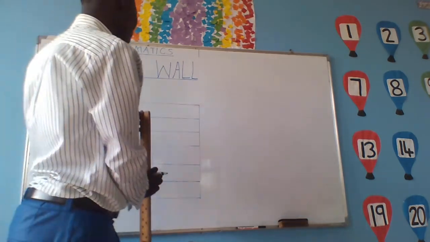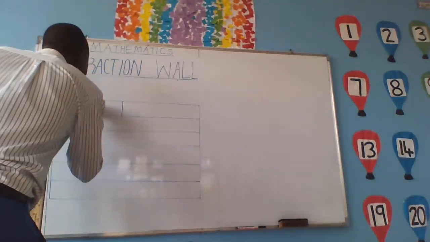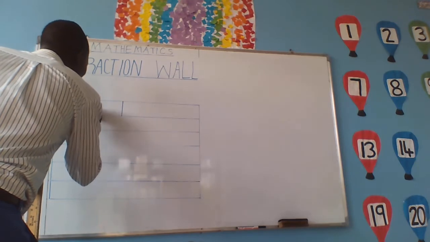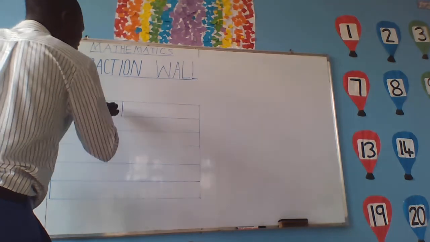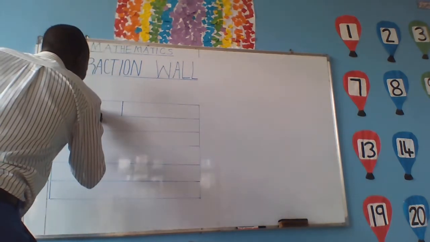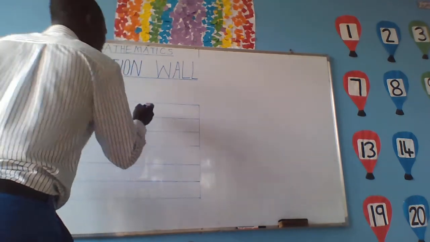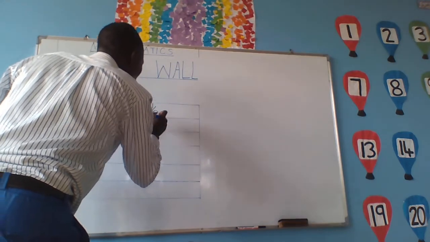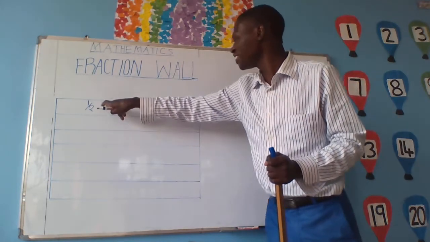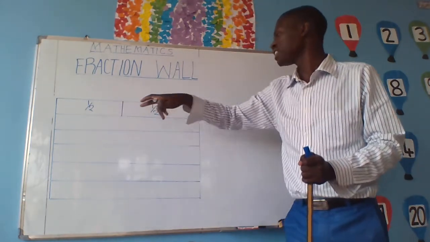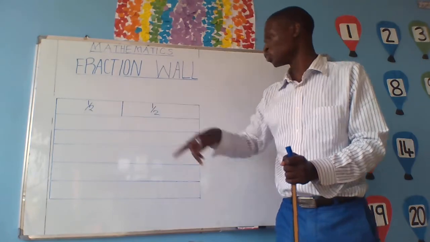If we divide in half like this, that means on this side we'll have one out of two, because we have only two bricks. So we have this one out of two, and here one out of two, as you can see. This is one side out of two divisible sides.